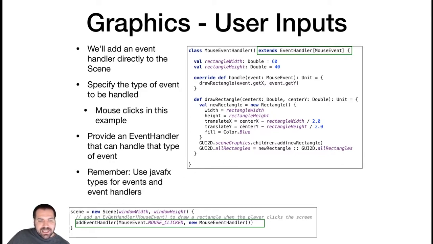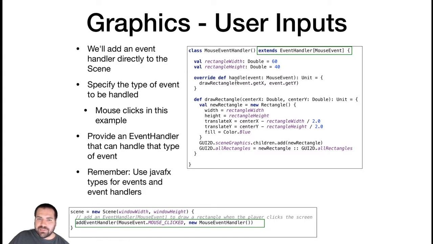So inside the scene itself, we're going to add an event handler. So we're going to react to a certain type of event. That type of event is going to be a mouse click. So similar to when we were passing messages for the past 2 weeks, except we're reacting to a specific type of event which is not a message. We're going to react to an event of type mouse clicked, and we're going to create our new mouse event handler, which we have up here, which is any class that extends event handler of mouse event. So we want to handle mouse events.